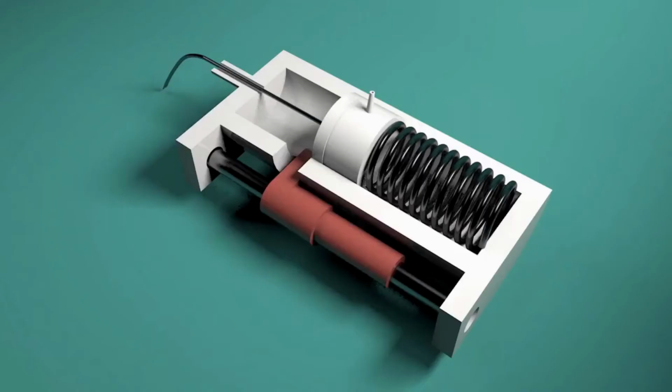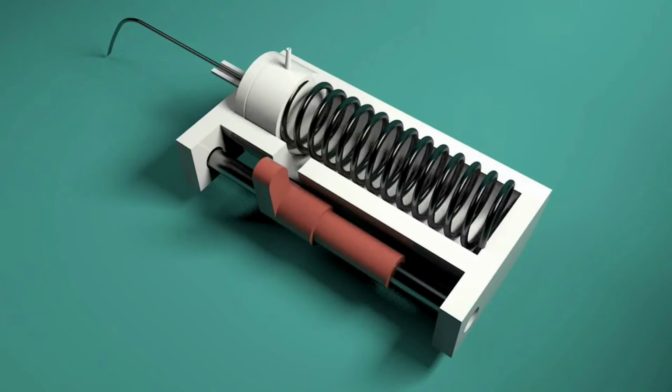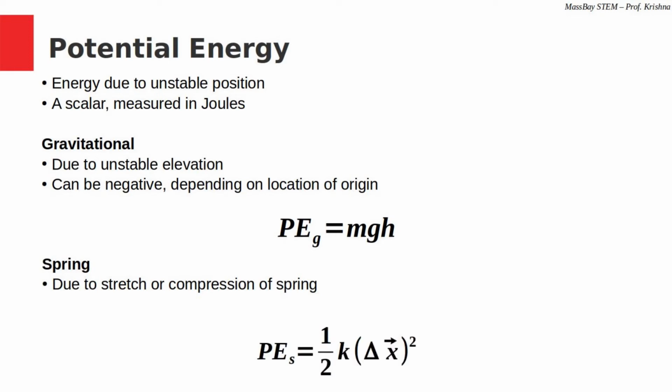There are other types of potential energy besides gravitational potential energy. That's because there are other ways that things can be unstable besides being elevated. Here is a compressed spring. When it is released, it will press the platform outwards. A compressed spring is in an unstable position, and it will expand to its natural length. A compressed spring has spring potential energy, and the amount of potential energy is calculated as 1/2 times the spring constant times the compression of the spring squared, half k delta x squared.